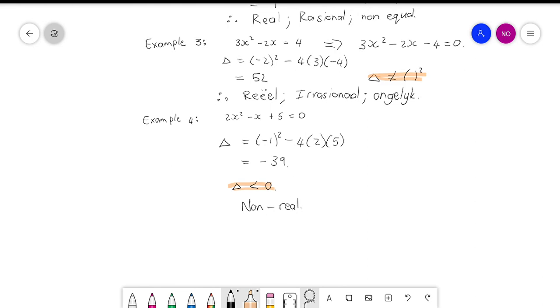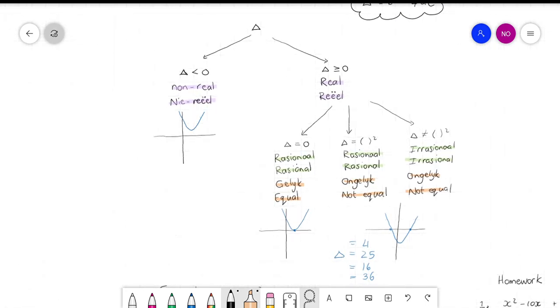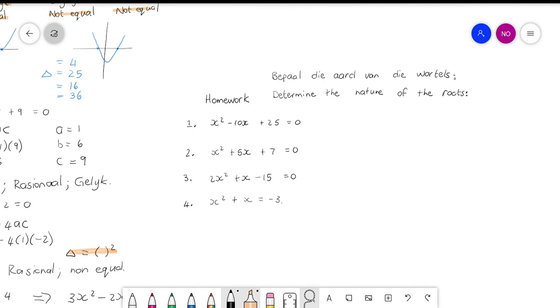Okay, so graad 11 se hele uitdaging is nou, jy gaan hierdie ding moet gaan leer. Okay, en dan het ek vir julle hierso 4 neergeskryf. So you have to determine the nature of the roots for these 4 questions, please.